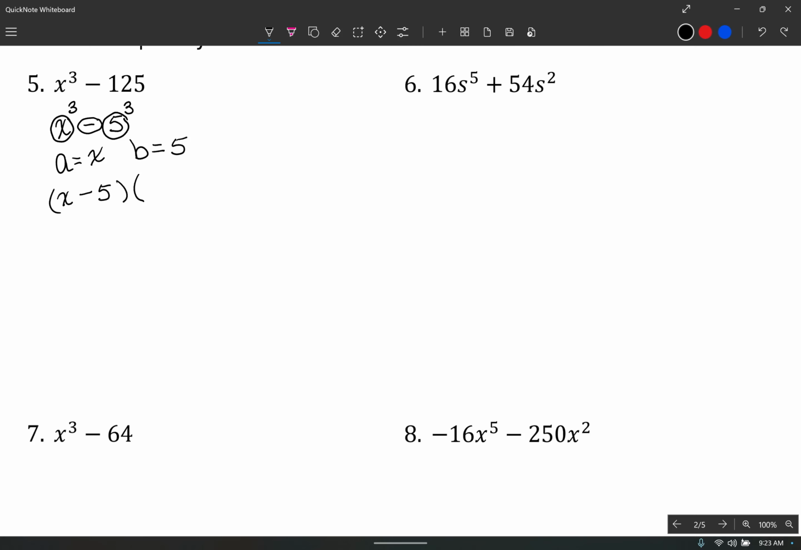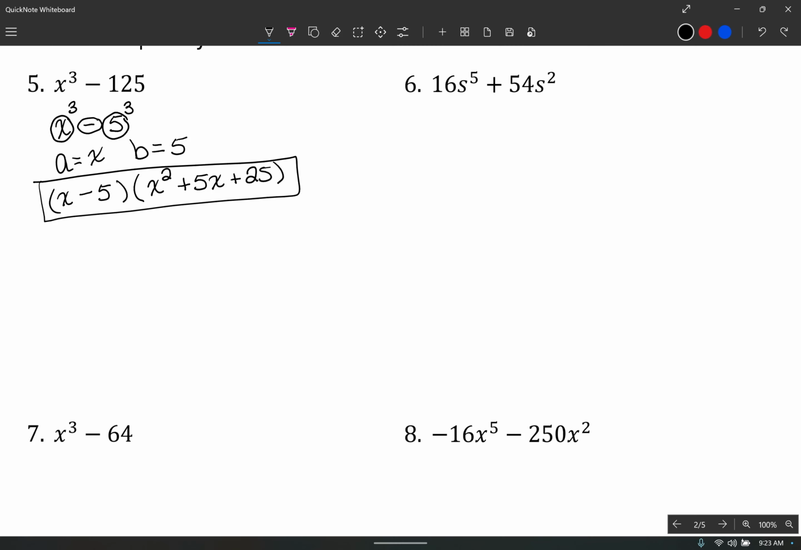So I square the a value, so that would be x squared. Since I already have my one minus, the other two signs in my trinomial will be pluses. Then in the middle, I multiply the a and the b, so I get 5 times x is 5x. And then at the back, I square my b. So 5 squared is 25.